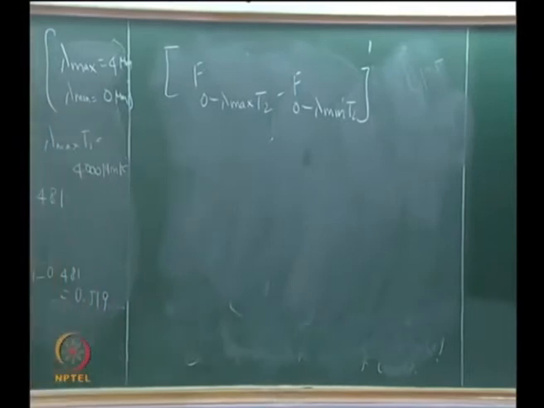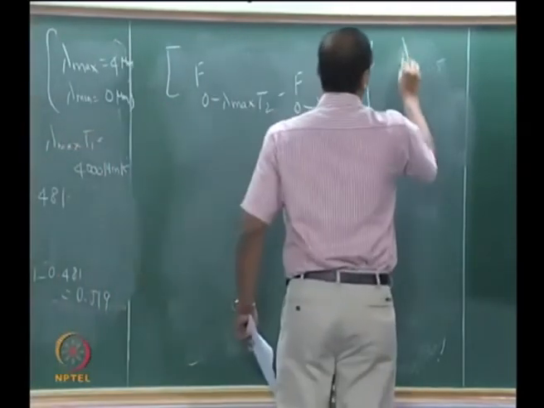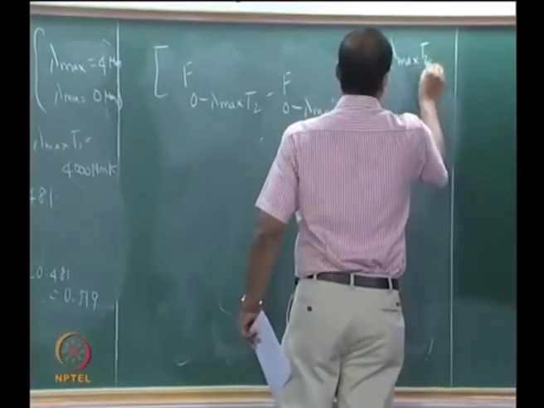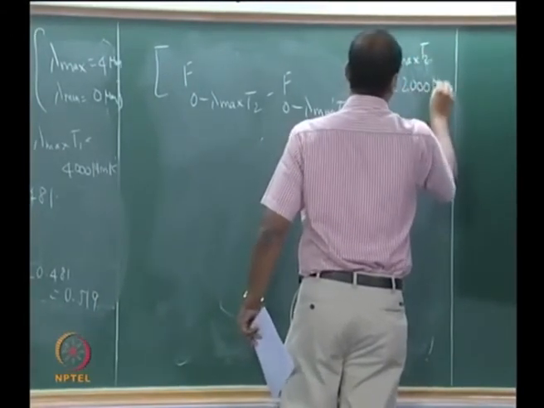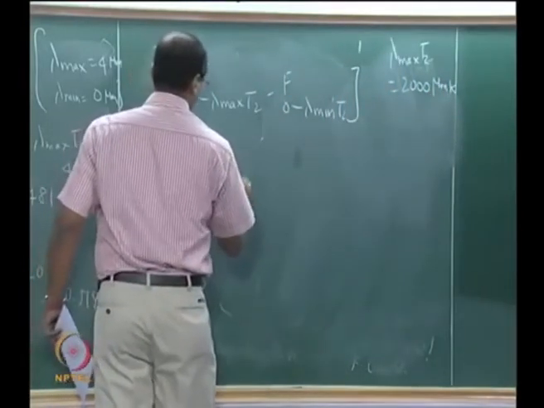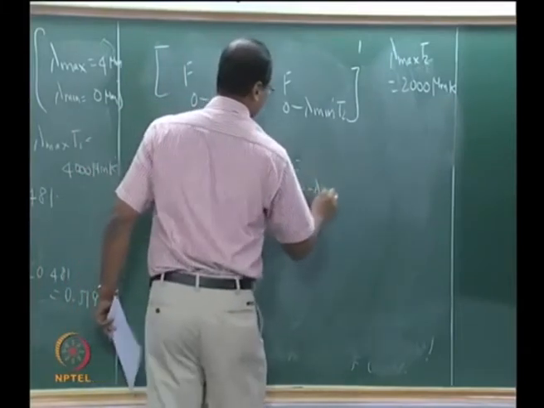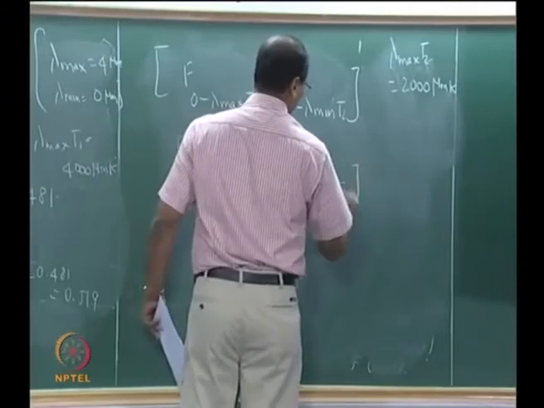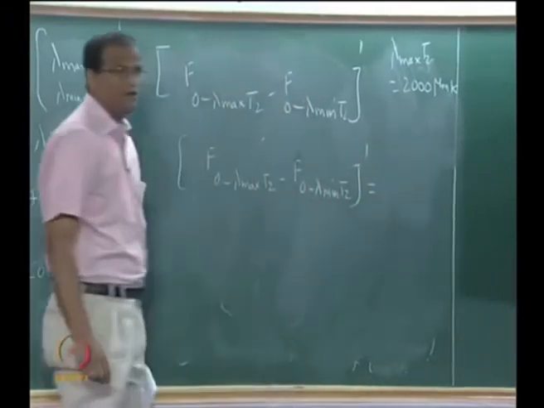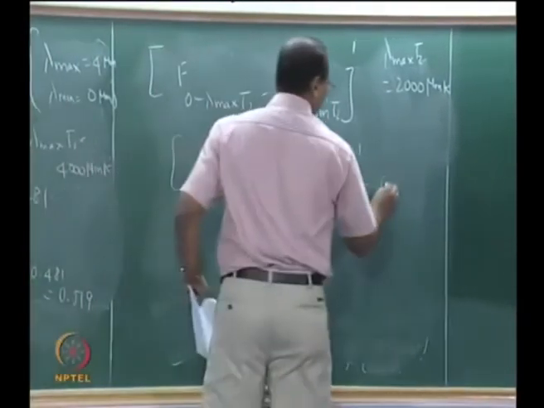I have to do that for the T2 first band. So what is the story there? Lambda max T2 equal to 2000 micrometer Kelvin. Therefore that is f of 0 to 2000, how much is it? 0.061, very good.